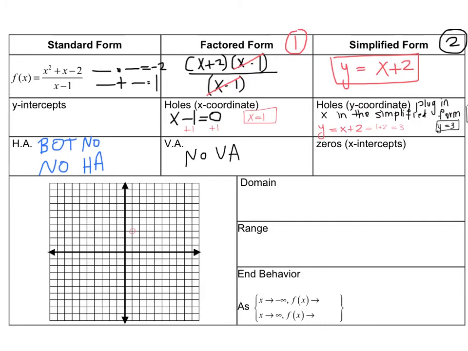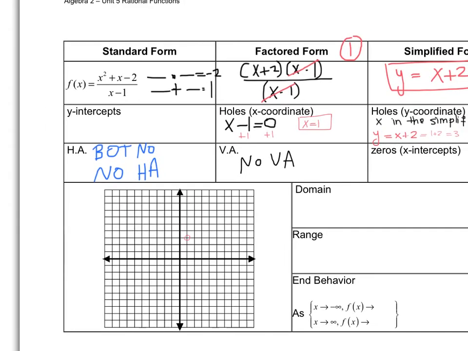Okay? Now, so let's review. There is no horizontal asymptote and no vertical asymptote. There is no horizontal asymptote because I have the higher power on top, so no horizontal asymptote. I do not have a vertical asymptote because there's no factors left on the bottom. Whatever cancels out will give me the hole, so there's no vertical asymptote.